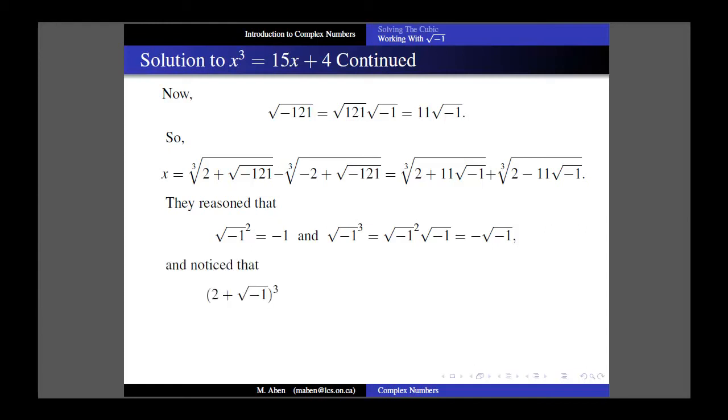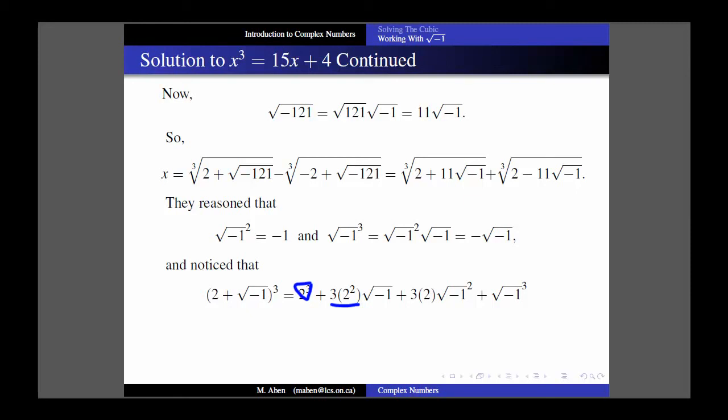And then they noticed this, that if I take 2 plus the square root of negative 1 and cube it, using that same pattern for cubing a binomial that we had before, we get this. And we can do some working out. This isn't so hard to work out. 2 cubed here would be an 8. We have 3 times 2 squared. 2 squared is 4 times 3. That would get us a 12.